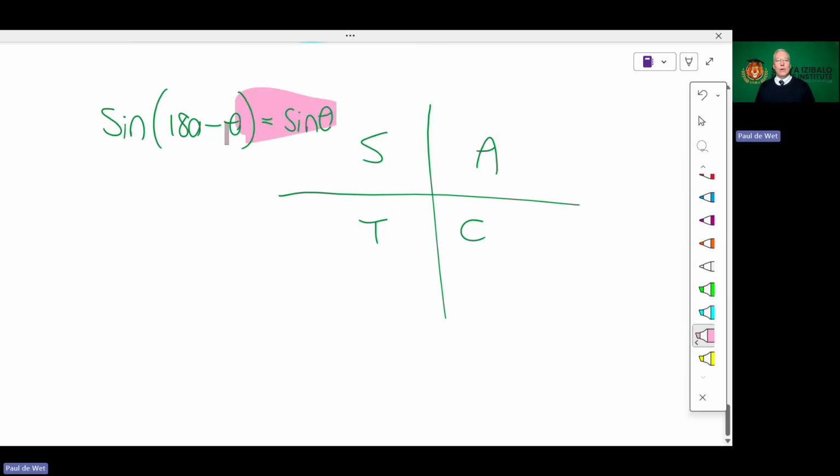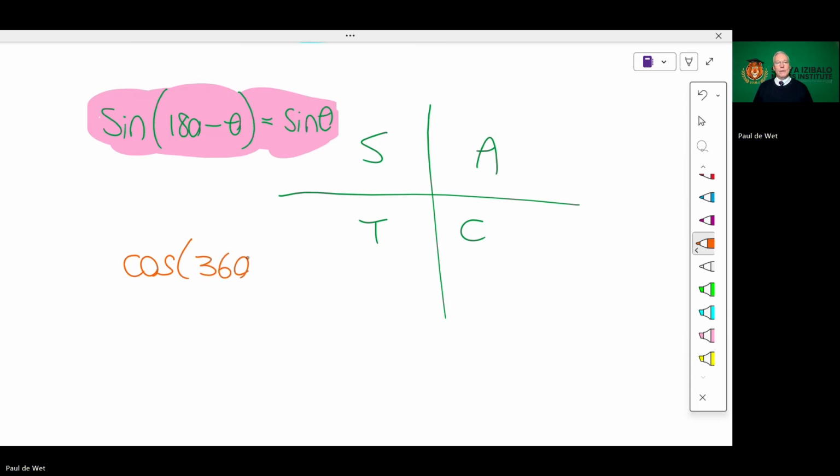So, I'm going to write down another one, and that is that cos of 360 minus theta is always the same as cos of theta. That's another golden fact.